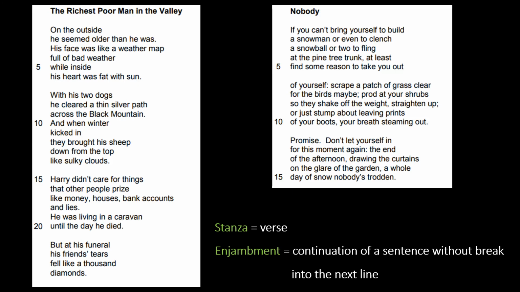Here, both poems are organised into stanzas, but Nobody has regular 5-line stanzas, while the other poem is irregular. Nobody has a fairly regular rhythm in its lines, unlike Richard's Poor Man, which is written in free verse, non-rhyming, non-regular rhythm. Both contain frequent enjambment to give the argument they present greater flow.